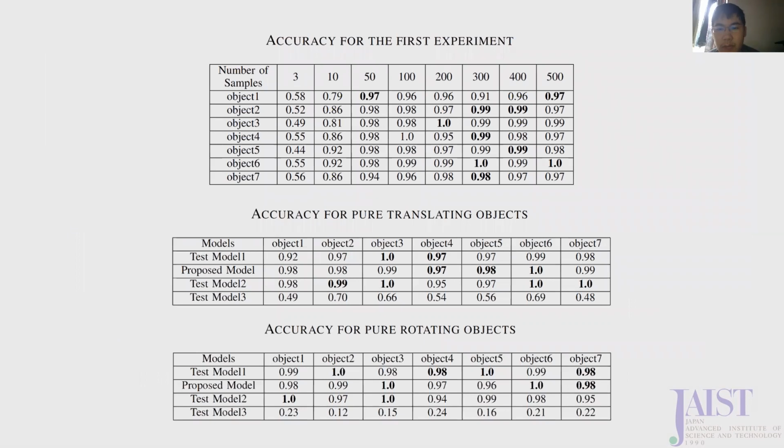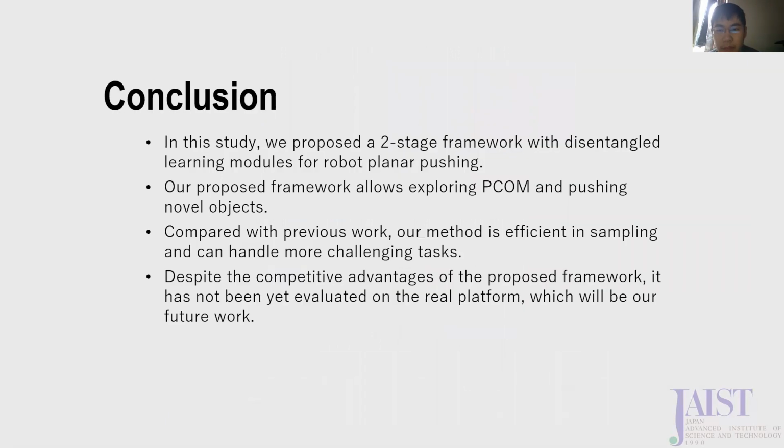Accuracy is computed by counting the number of successful pushes. For the accuracy, we found that there is a significant improvement from the setting of sampling 3 actions to 50, and there was no considerable improvement for other settings. In the last 2 tables, we can see test model 3, which doesn't use the FDE, always performs worst in the pure translation and pure rotation experiments.